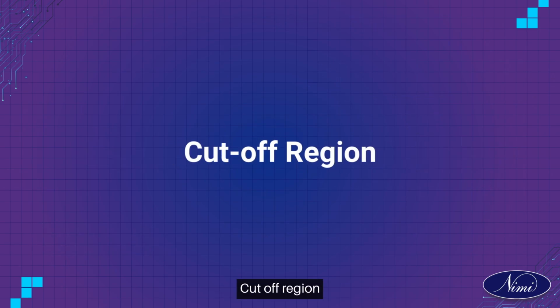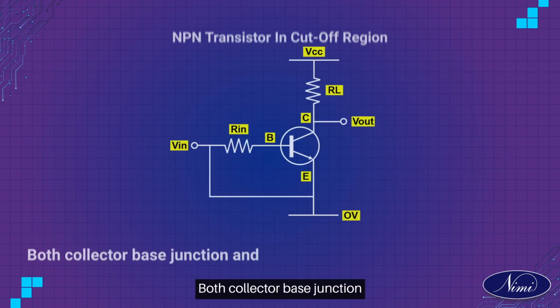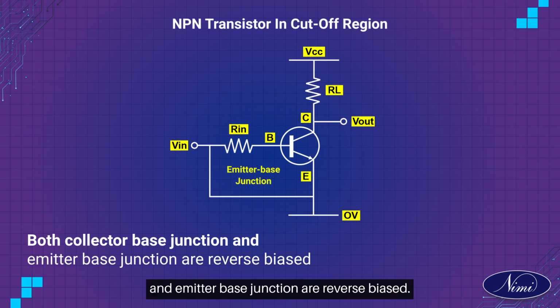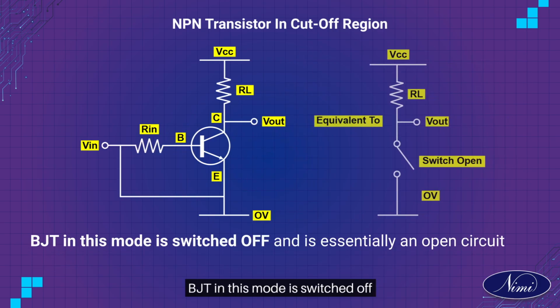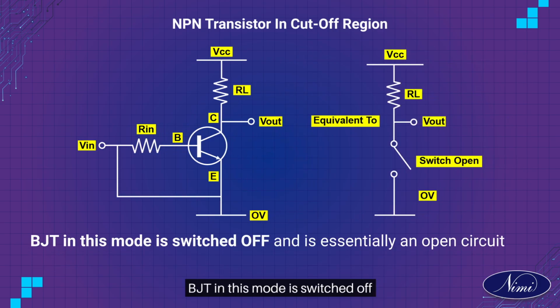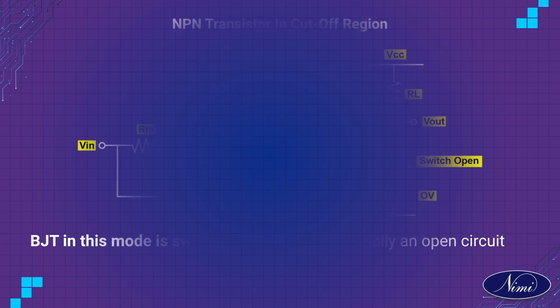Cutoff region. In this mode, both collector base junction and emitter base junction are reverse biased. As both the p-n junctions are reverse biased, there is almost no current flow, except small leakage currents, which is usually in the order of few nanoamperes or picoamperes. BJT in this mode is switched off and is essentially an open circuit.